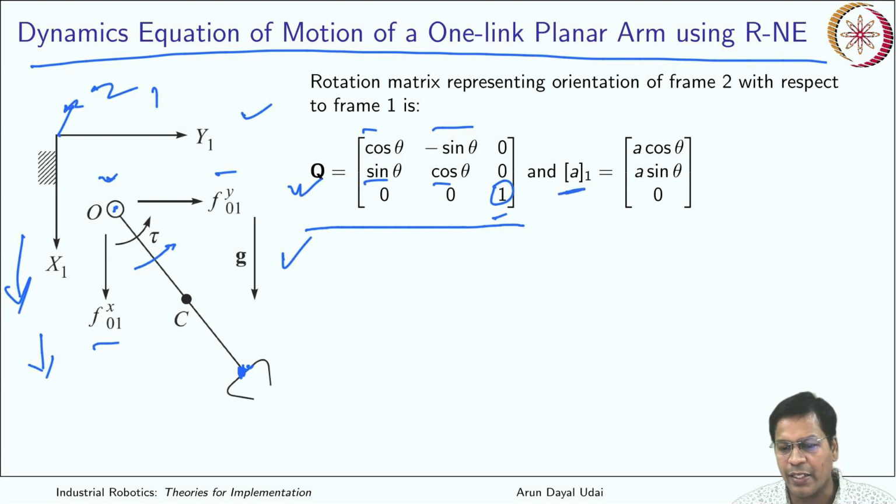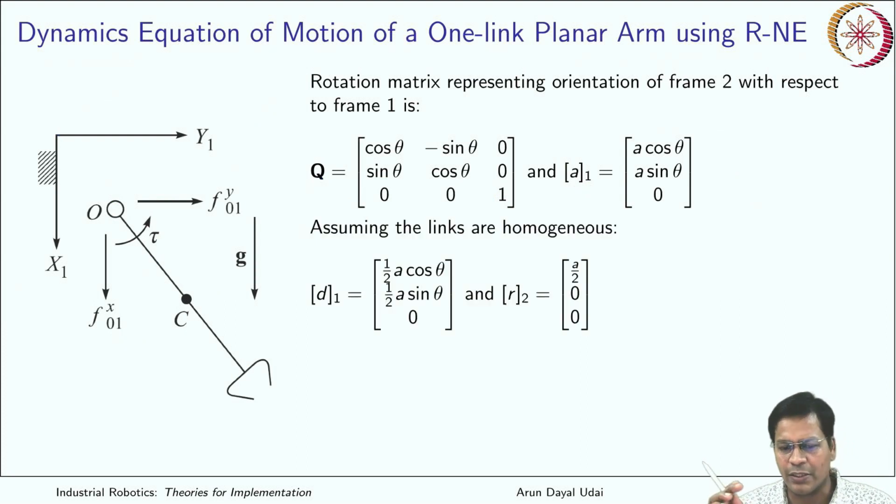This is a_i in the first frame when it is represented in the first frame. So if the link length is a, it can be represented in the first frame as a cos theta, a sin theta and 0. These are nothing but the component along x and the component along y. So cosine goes here, sine goes here, and 0 because it is a planar system. So these are some variables that I quickly obtain.